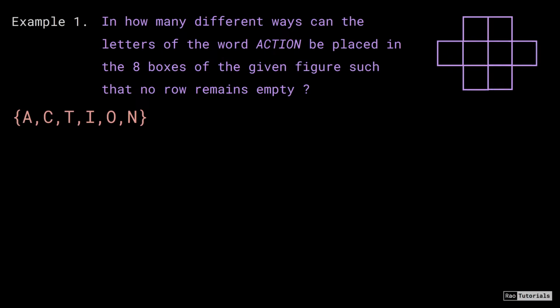The first thing to do is to form examples. Not doing it is possibly the main reason why many find permutation problems hard to solve. Forming examples involves doing whatever is being asked in the question. In this case, we are asked to place 6 given letters in 8 given boxes. So let us place them.